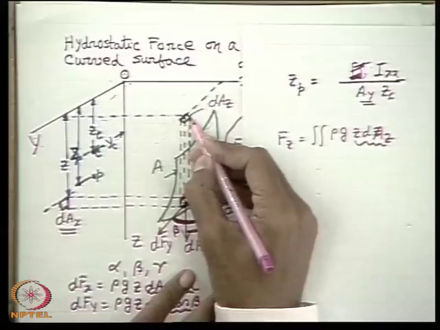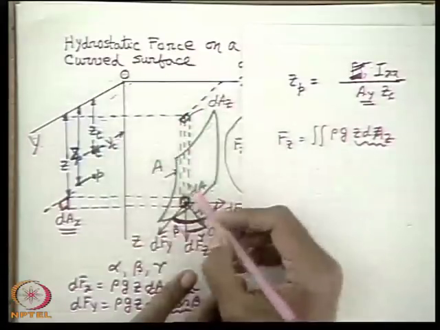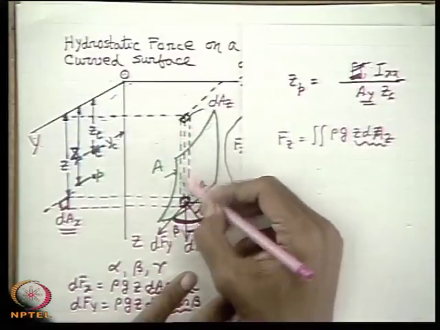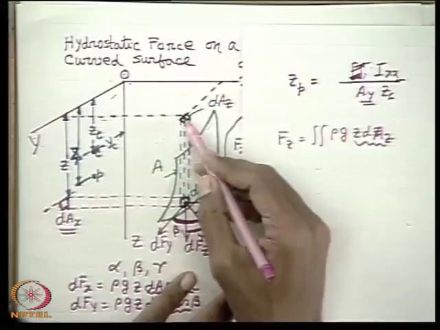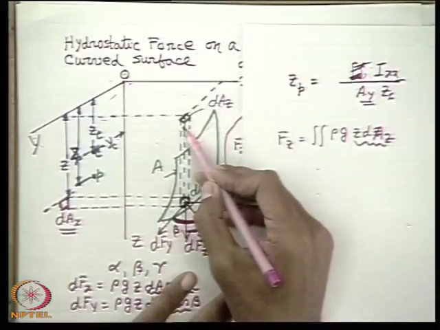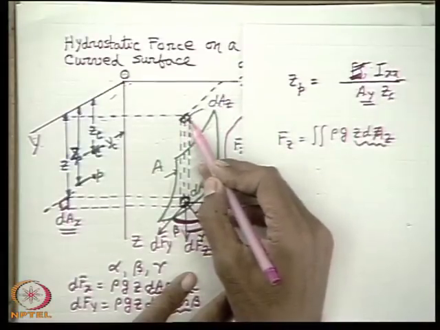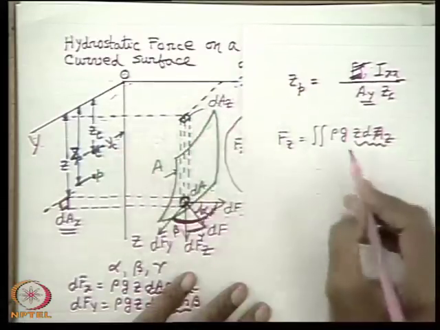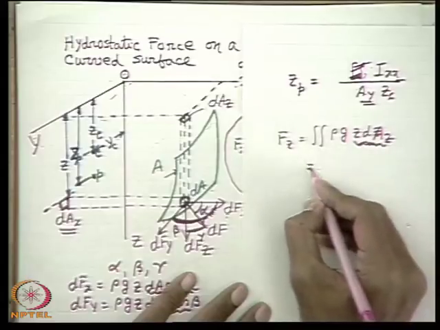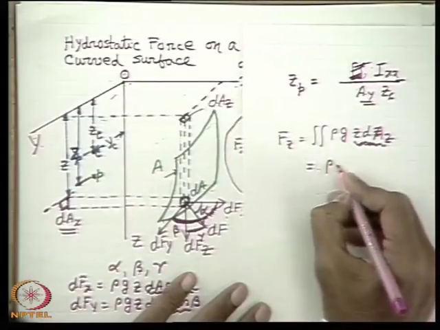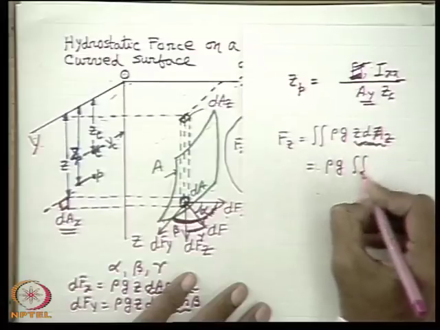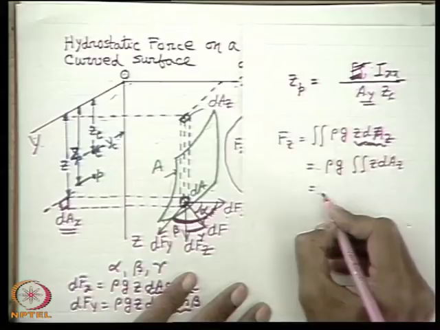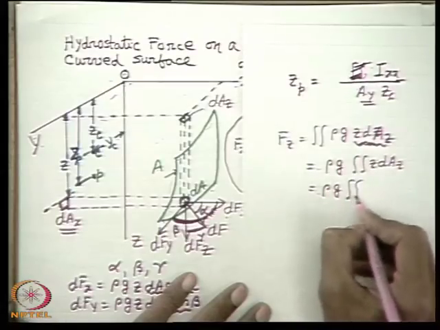dA z is the projectional area on the xy plane, which means that if we consider a prismatic fluid element over dA up to the free surface, dA z is the cross sectional area. That means the projected area, the area perpendicular to the z direction, projected area on the xy plane. Therefore this quantity simply represents rho g. If we take out this z dA z, it simply represents what? Volume. Very good. That means dV.